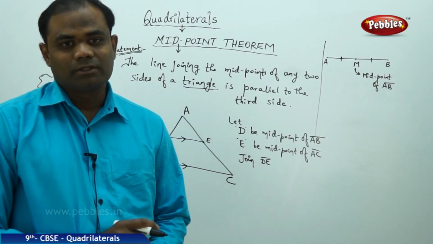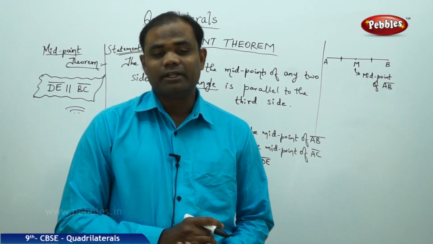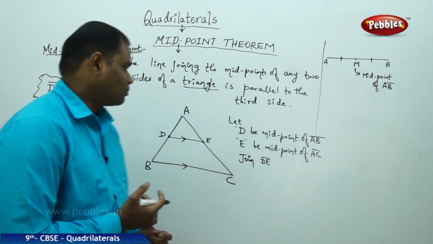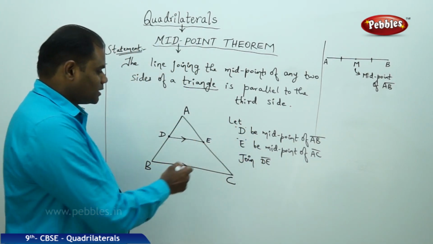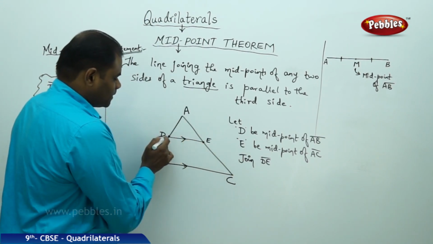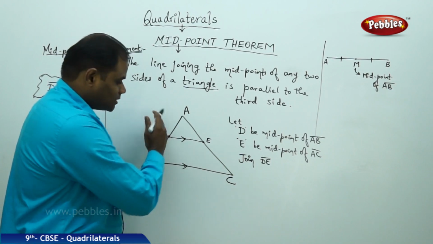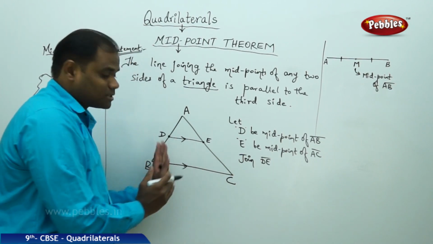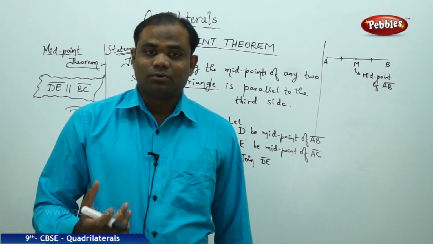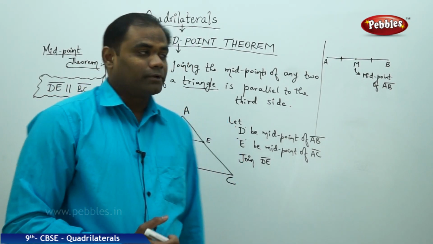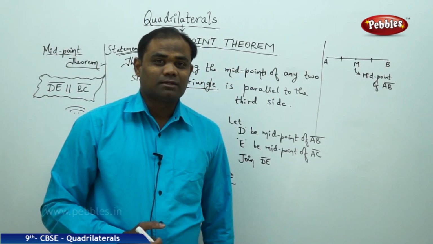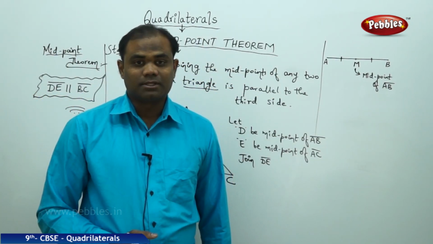The line joining the midpoints of any two sides of a triangle is parallel to the third side. It need not be the midpoints of these two sides. If I take the midpoints of these two sides, then that line must be parallel to this. If I take the midpoints of these two sides, then the line joining the midpoints must be parallel to this side. Is how I understand through the statement of midpoint theorem. Midpoint theorem connects the parallel lines with the midpoint concept.